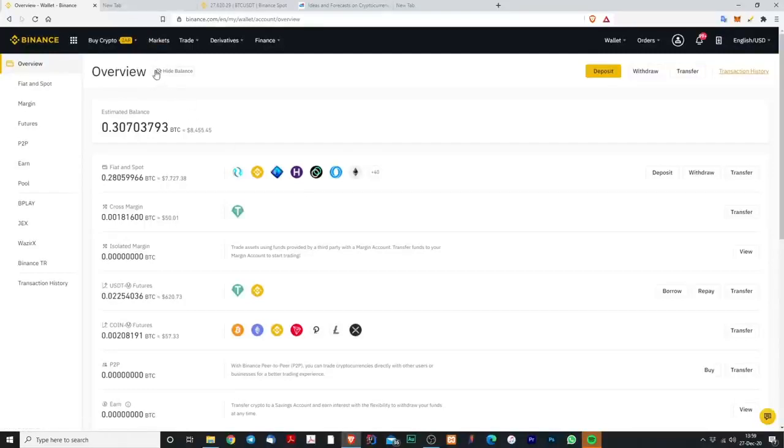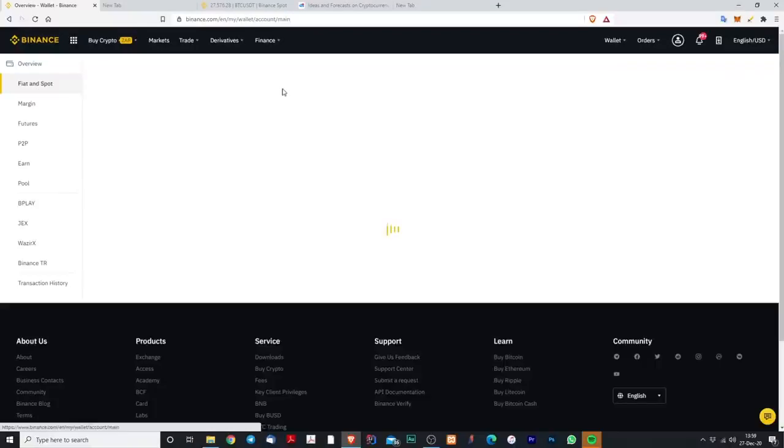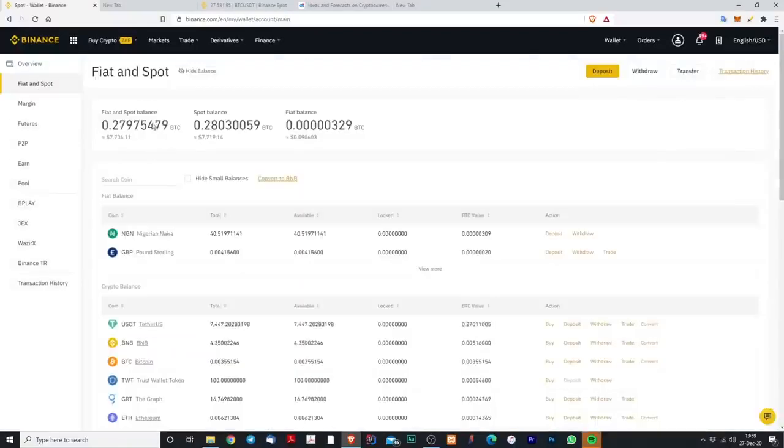And you see it has this eye here where it says hide balance, so I can actually hide my balance if I want to, or I can bring it back up. And you see here it has fiat and spot. So fiat and spot is where most of your money is more likely to be. When you deposit, it shows up in this wallet. So you can see when I clicked overview, it showed my balance was about $8,400. And now when I go into the fiat and spot, it decreased to 7,600, meaning that some of the wallets are not included in this, because now we're looking at specific wallets.